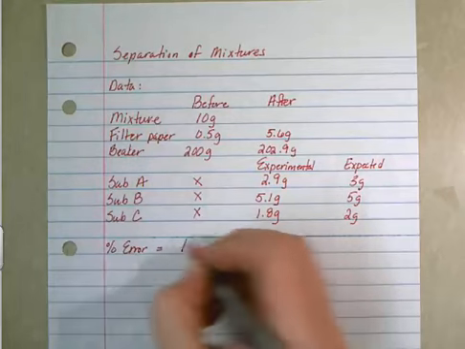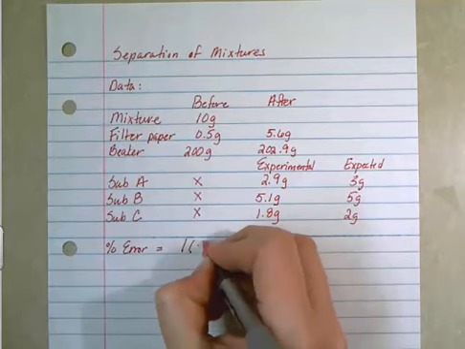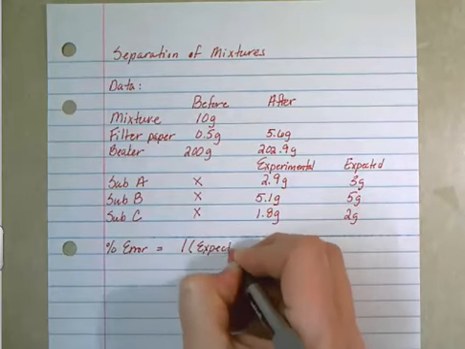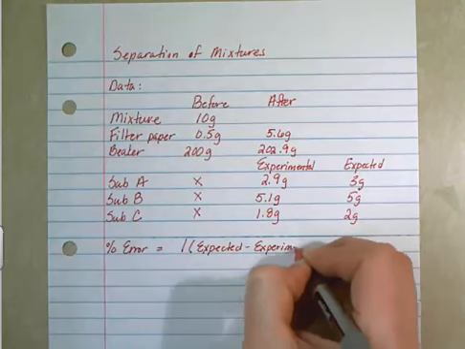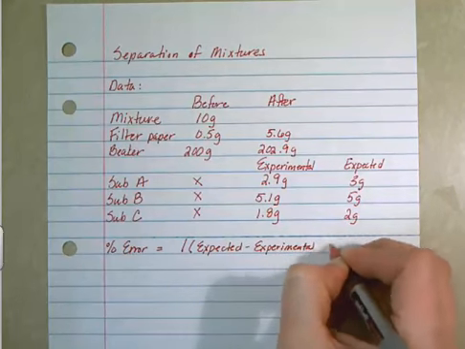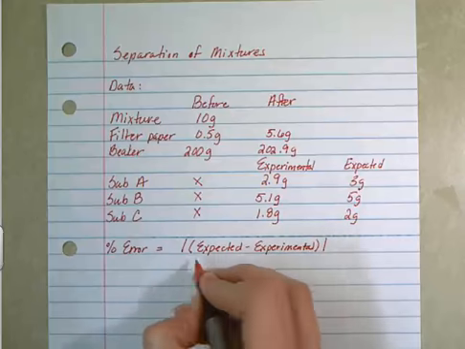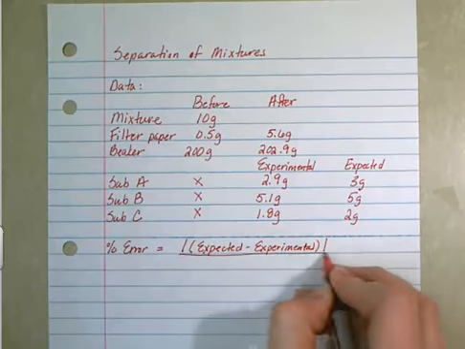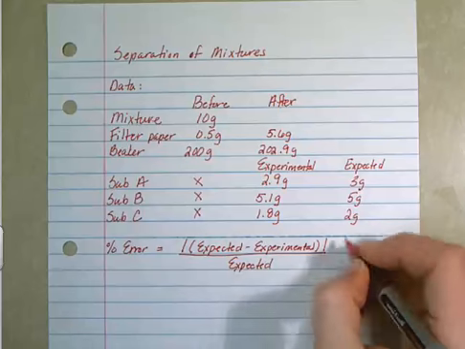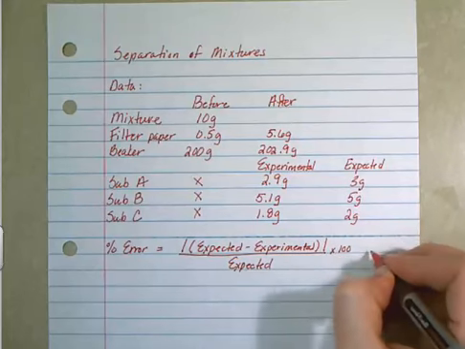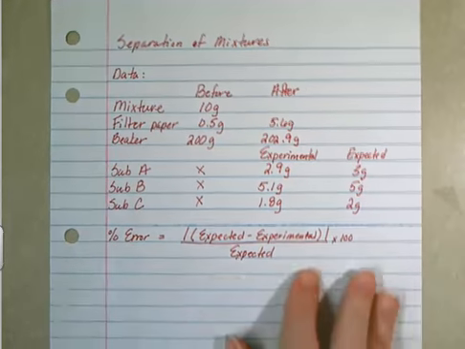This is going to be your expected minus what you actually got in your experimental. We want to take the absolute value of that, so we want to ignore any negatives. And we're going to divide that by the expected. That'll give us a decimal, hopefully. So we'll multiply that by 100 to actually get our percentage.